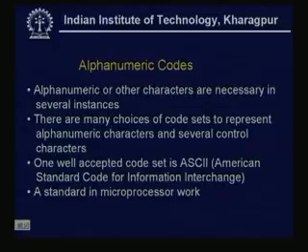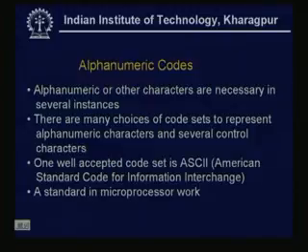Now, we see some other codes. One is called the alphanumeric codes. Alphanumeric codes or other characters are necessary in several instances. So far we have seen only numbers, either decimal, octal, or hexadecimal numbers, but sometimes we need characters and some other control characters.